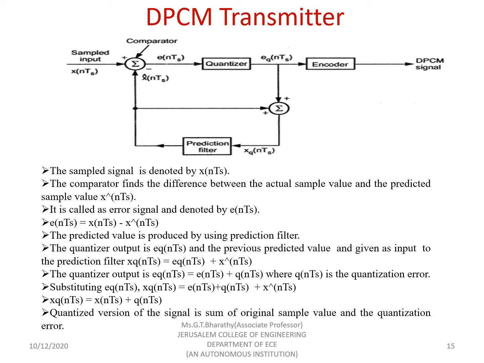X cap of nTs is the output of the predictor. The prediction filter will give the output based on the output of the quantizer and the previous predicted sample. That is, x cap of nTs and eq(nTs) are added, and it is given as xq(nTs) input to the prediction filter. Based on that, it gives the output x cap of nTs, that is the predicted value. The error eq(nTs) is encoded.